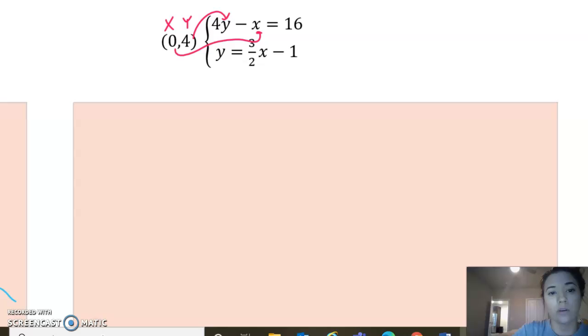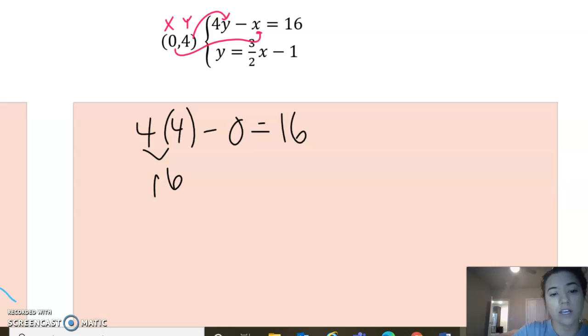Okay, so we get 4 times y, which is 4, minus x, which is 0, equals 16. 4 times 4 is 16, minus 0 equals 16. So that is just 16 equals 16. So that one is good.